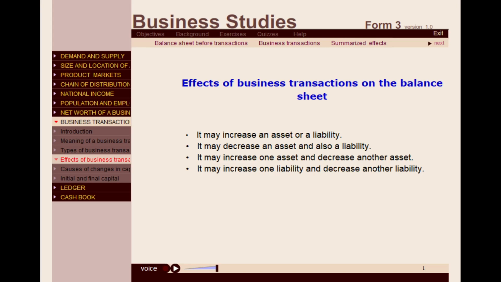Effects of a single transaction in the balance sheet. Single transactions may affect items in the balance sheet in the following ways. It may increase an asset or a liability. It may decrease an asset and also a liability. It may increase one asset and decrease another asset. It may increase one liability and decrease another liability.